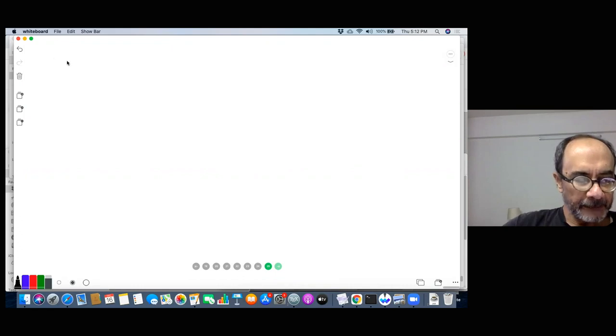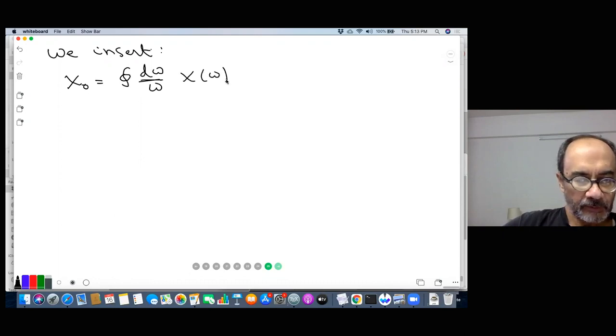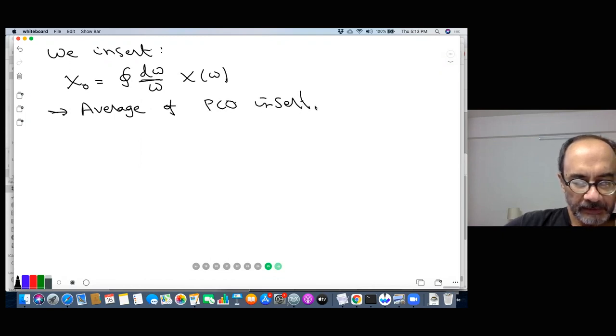So what we insert is a particular combination of the PCO, chi zero, which is the integral dw by w, chi w. So this means that this is like an average of PCO insertions on the SRT.